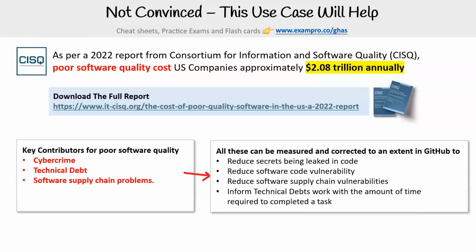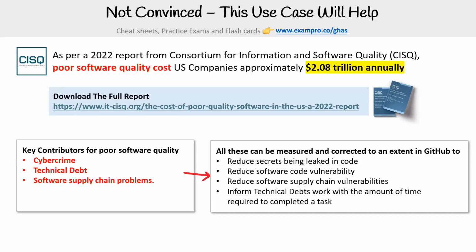If you're still not convinced, CISQ, the Consortium for Information and Software Quality, found that poor software quality cost US companies approximately $2.08 trillion annually. This is from their 2022 report, and the key contributors to poor software quality were cybercrime, technical debt, and software supply chain problems.